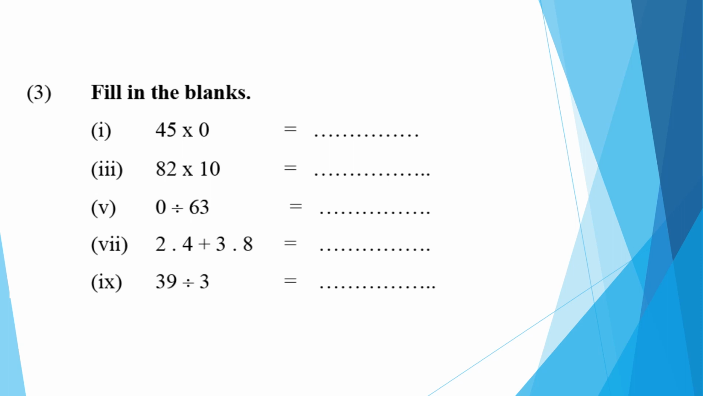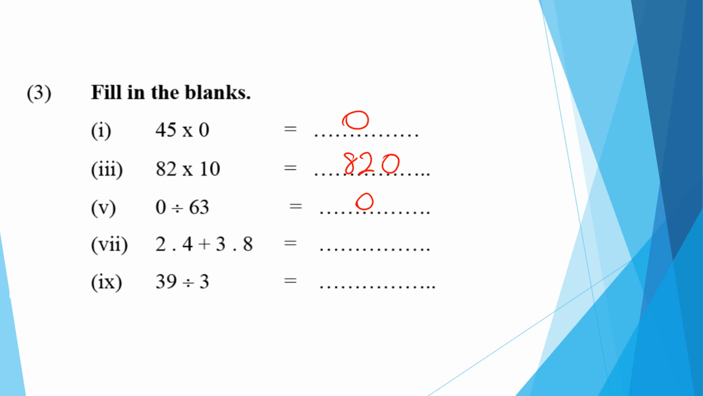Okay, so for the blanks we will do this thing so simple, right? So we have to do this in some simple simplification. 45 into 0, so anything into 0 is 0, right? So 82 into 10, you know how to multiply by 10. So it's so simple, you just have to write 1 0 at the right side. So this is 820. So 0 divided by 63, so 0 divided by anything is 0, right?